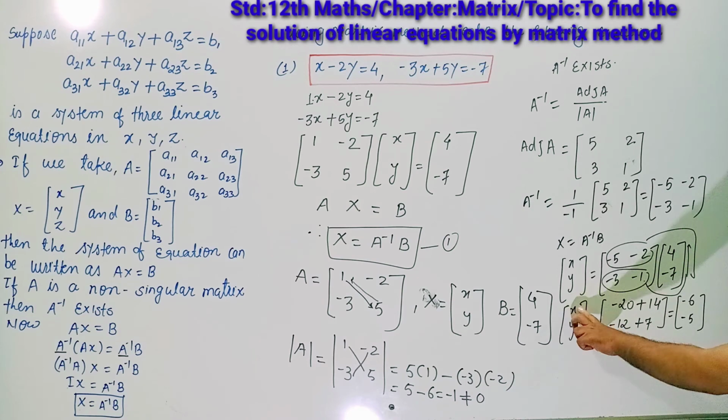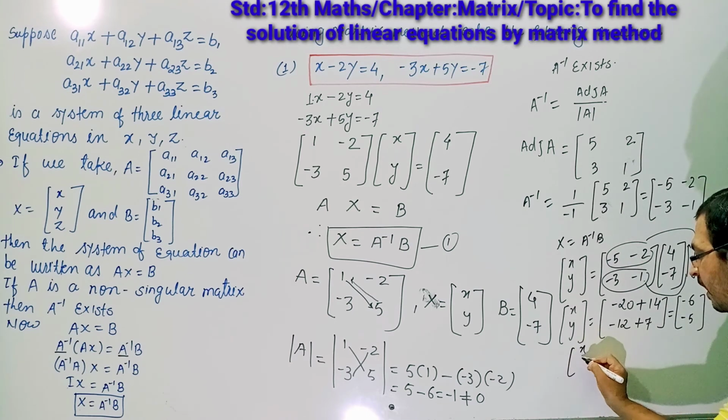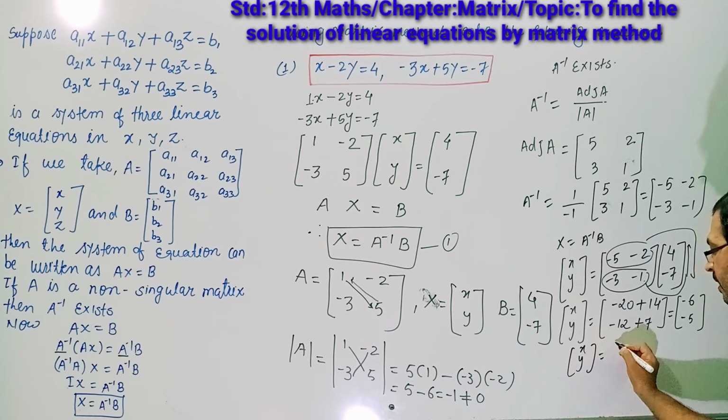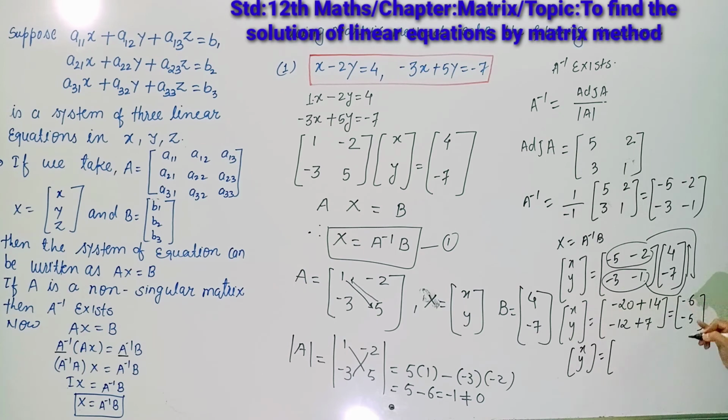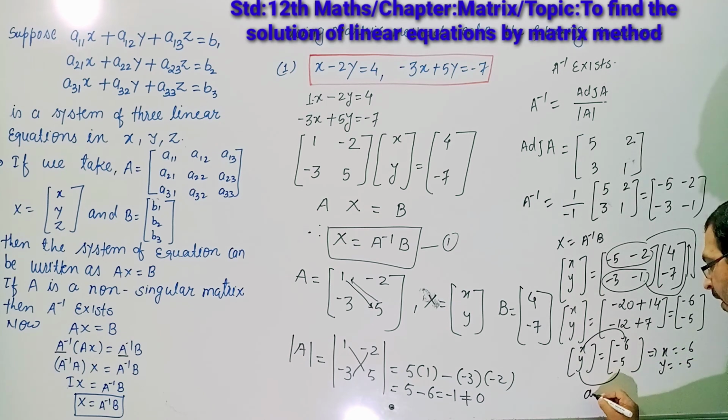Okay students, now the matrix x, y will be compared with this matrix. So the matrix X having elements x, y is equal to the matrix having elements minus 6 and minus 5. So the value of x will be minus 6, and the value of y will be minus 5. So we can write X is equal to minus 6, y is equal to minus 5 are the required solution.